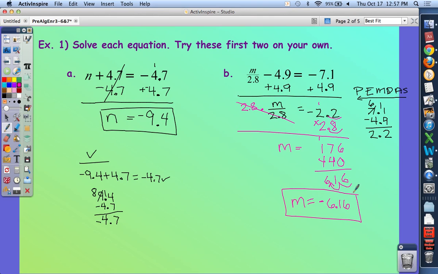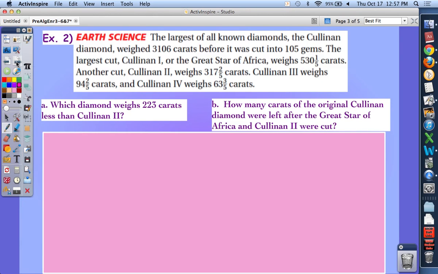You're going to practice this some more, but I wanted to give you a word problem to try it on next, okay? These two are a little more challenging. This is actually an earth science example from your textbook. So the largest of all known diamonds is the Cullinan diamond, and it weighed 3,106 carats before it was cut into 105 gems, all from one diamond.